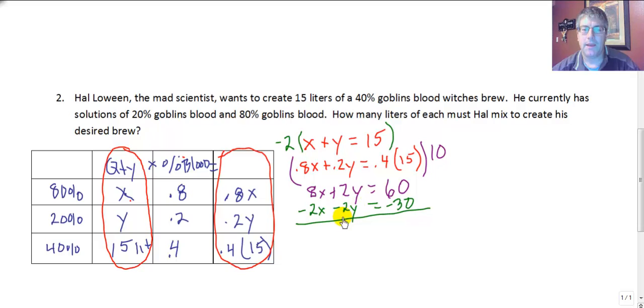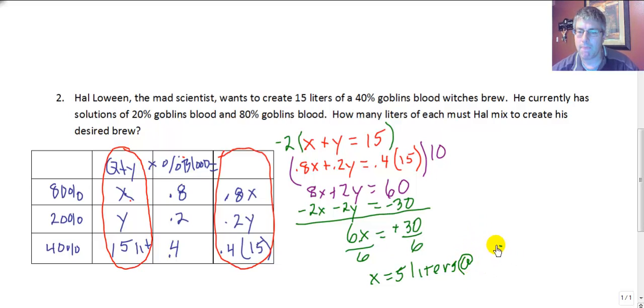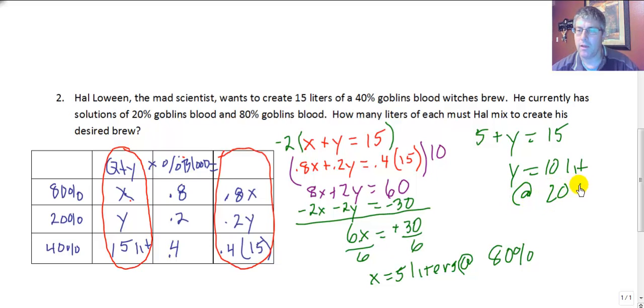So my y's will be eliminated. They'll drop out. I get 6x equals 30. I divide both sides by 6, and I get x equals 5. So now I know that's 5 liters at 80%. And since I knew x plus y was equal to 15, I know y is equal to 10 liters at 20%.